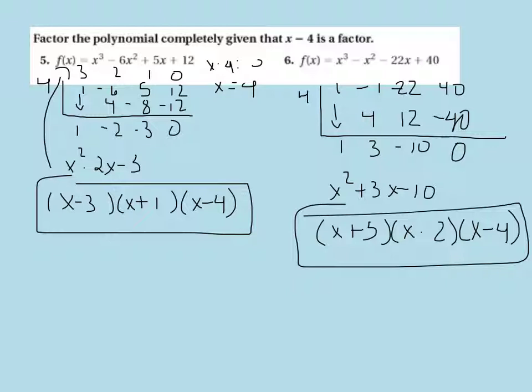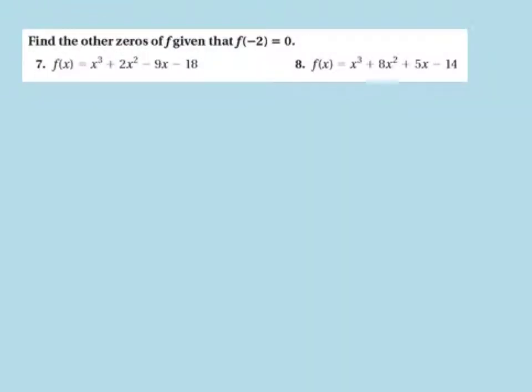Okay, synthetic division is easy, but notice you can't use synthetic division unless it's just x. If you have x squared, that's not good. So find the other zeros given that f of negative 2 equals 0. What that means is x plus 2 equals 0, so x equals negative 2. Okay? So just same thing.